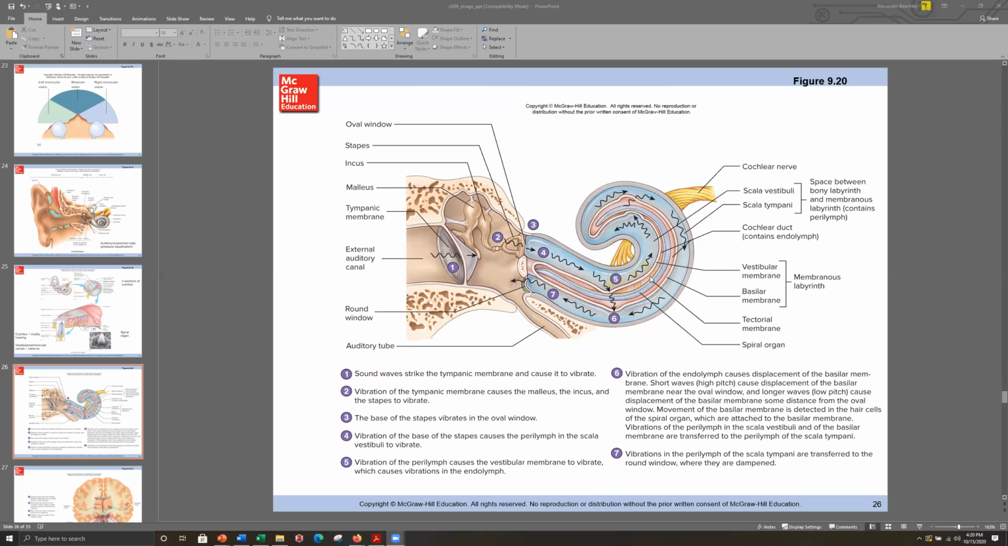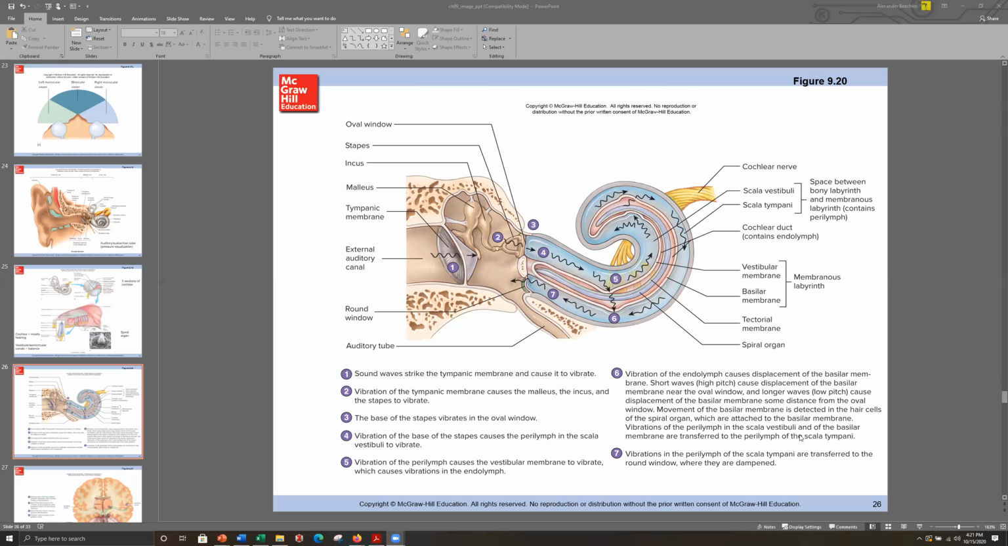Boom, boom, boom. Okay. Vibration of the perilymph causes the vestibular membrane to vibrate, which then causes vibrations in the endolymph. Okay. Vibration in the endolymph causes displacement of the basilar membrane. Short waves, or high-pitched frequencies, cause displacement of the basilar membrane near the oval window, and longer waves, which are low-pitched, cause the displacement of the basilar membrane some distance from the oval window.